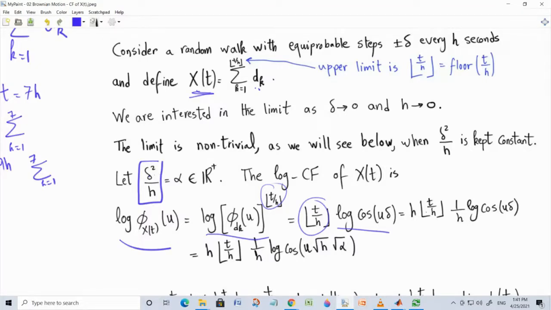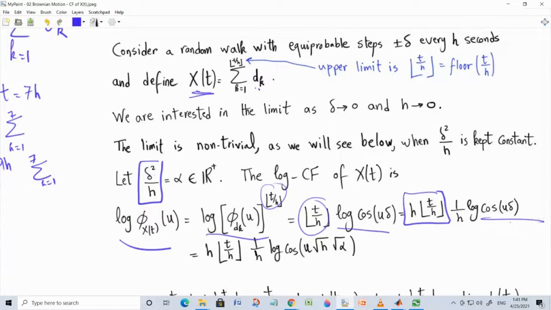And what you can do is basically, for reasons that will become clear shortly, you can multiply and divide by h, so that we have basically two expressions like this one. So you have the floor of t over h multiplied by h, and then you have 1 over h, and then the logarithm of cosine u delta, like this.